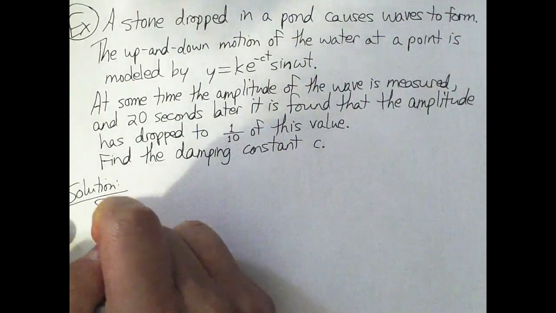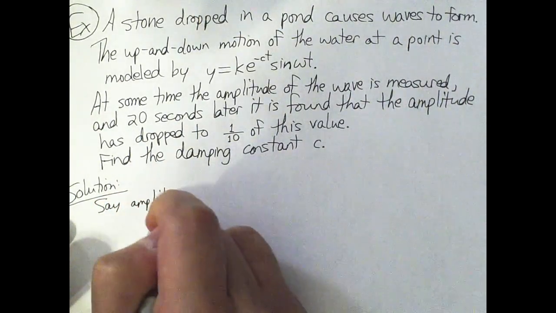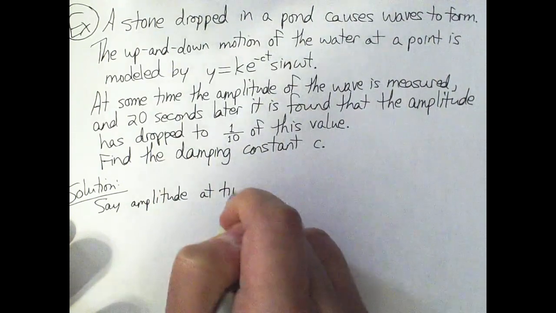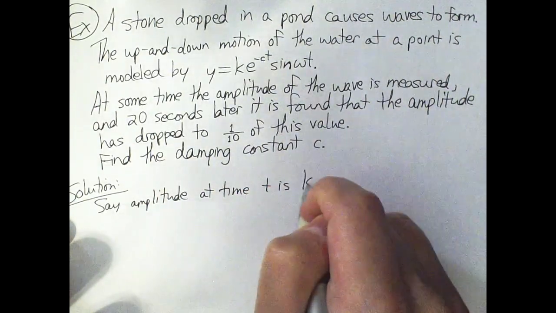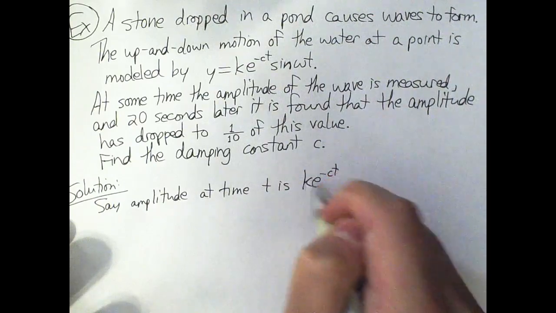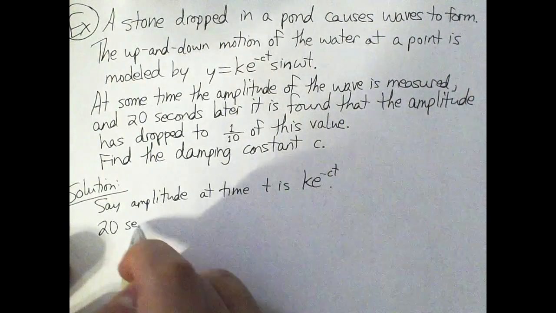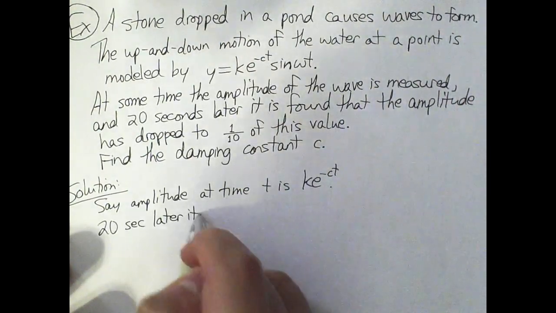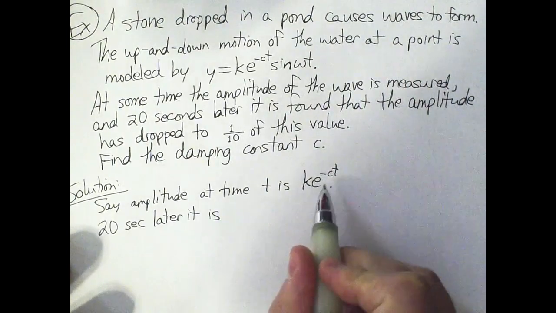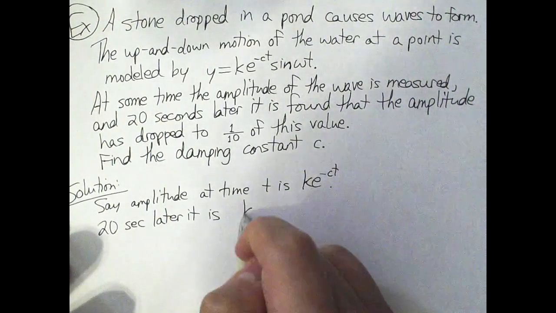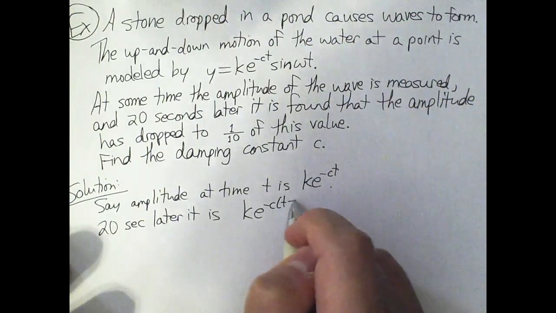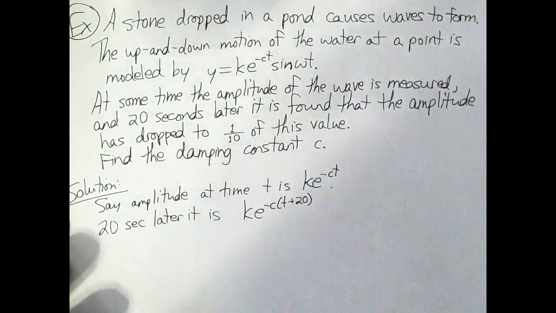We'll say that the amplitude at time t is ke to the negative ct. All right? I said that on the previous page, that that expression determines the amplitude at time t. 20 seconds later, instead of ke to the negative ct, it would be ke to the negative c(t plus 20), because that's 20 seconds later.